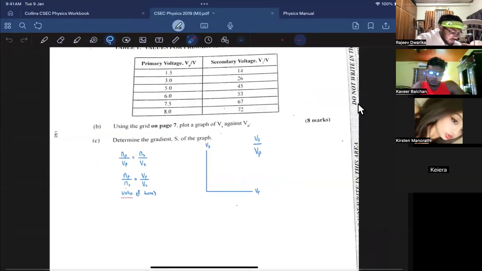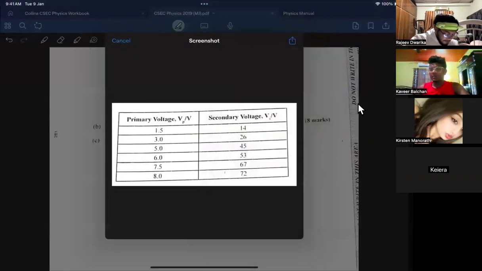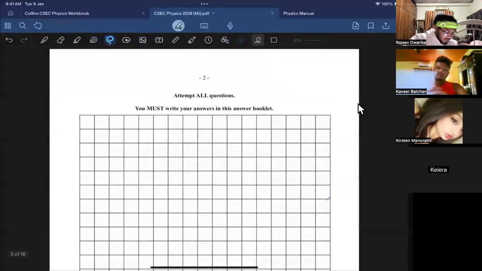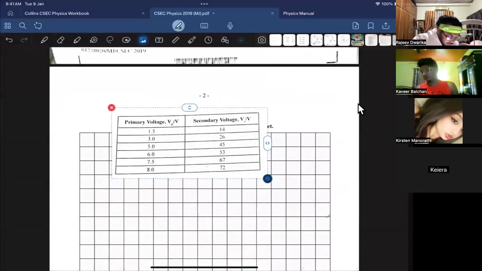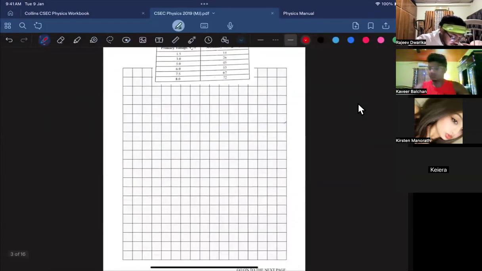So let's actually do the graph. I want everybody to take a graph paper and let me do this fast. If I had the past paper, I could just do it right. Okay, so we're plotting Vs over Vp. So Vs is going to go on the y-axis.